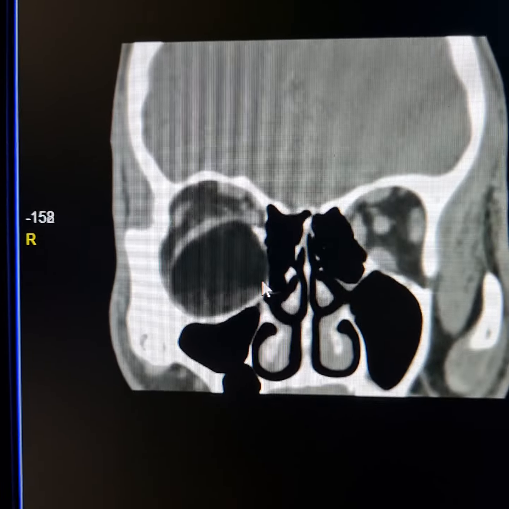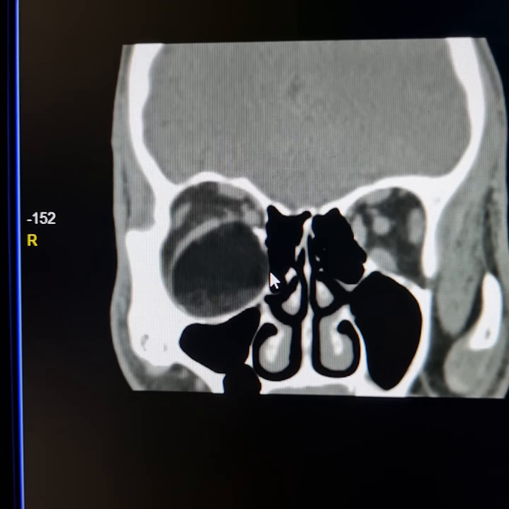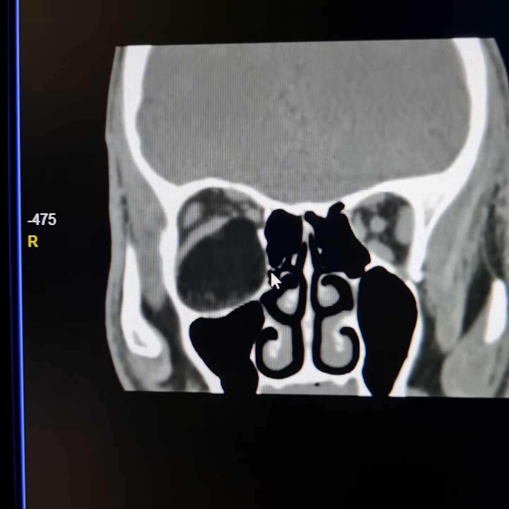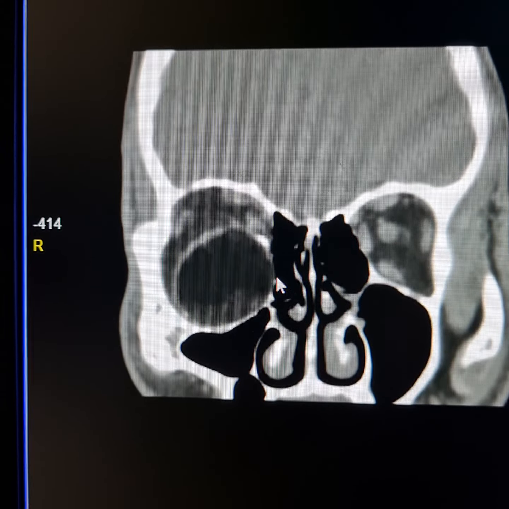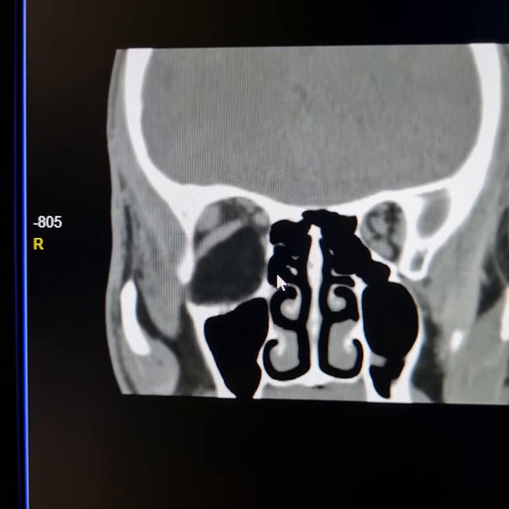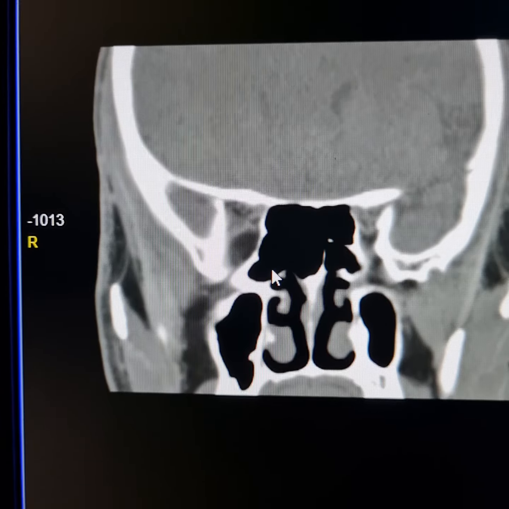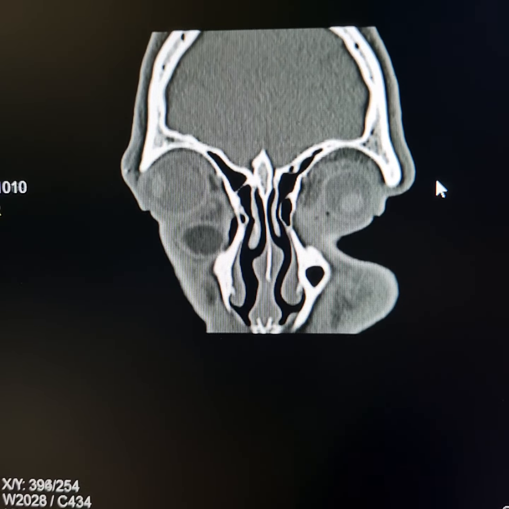It is intact. Medially, it lies in contact with lamina papyracea. It is intact, it is displaced medially. There is no intraconal extension. Optic nerve is normal. These are the bone window details.